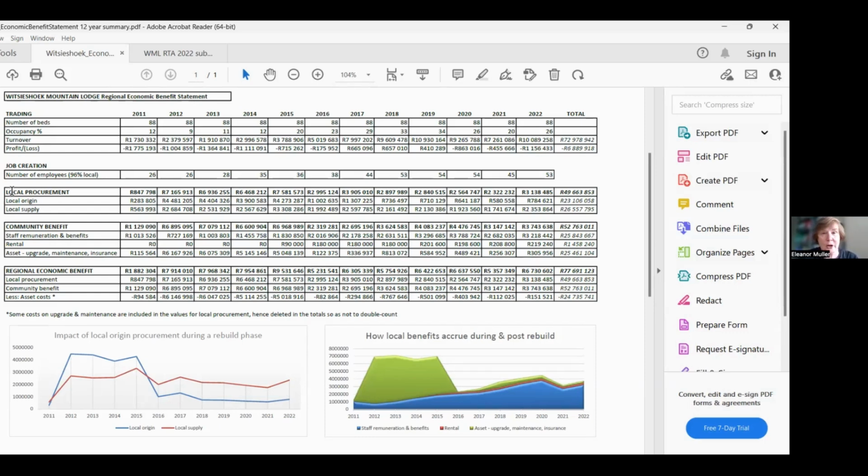We then also track procurement in the local area. One of our points of prioritization is that we procure locally as far as possible. We maintain an Excel spreadsheet that matches our financial systems, and when we bring a new supplier on, we work out whether this supplier sells goods primarily of local origin or primarily of local supply. Very quickly, the difference between local origin and local supply is local origin means the item was produced in the area.